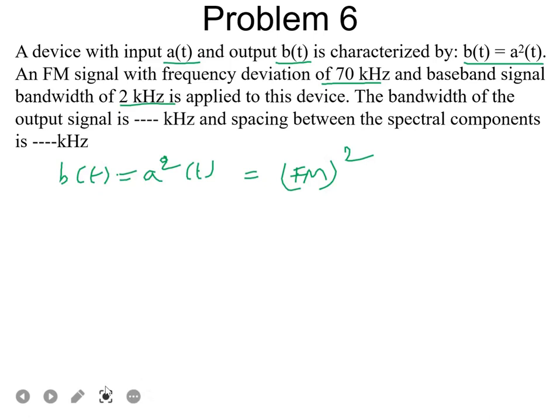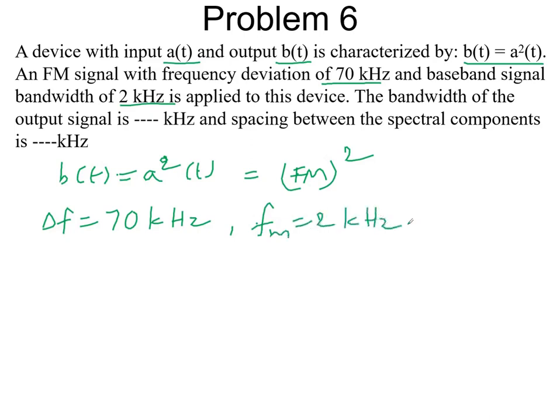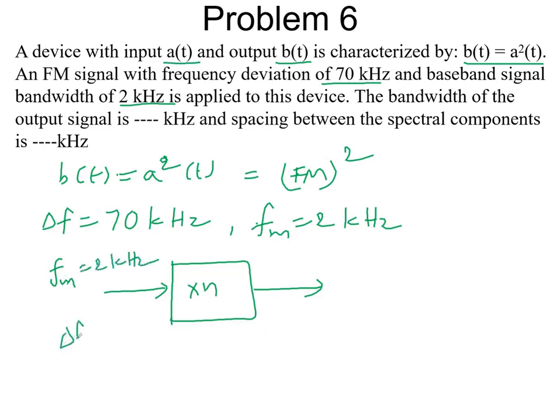And here, what are the different things given to you? The frequency deviation of the FM is 70 kilohertz. Then the baseband signal bandwidth means message frequency is 2 kilohertz. Now it is applied to this device. Now they are asking you what means. Okay, it is just simply like this. We can arrive at the whole thing. There is a frequency multiplier with multiplicity n, and the initial frequency is 2 kilohertz. Then the frequency deviation is 70 kilohertz. That's what they have given to you here.